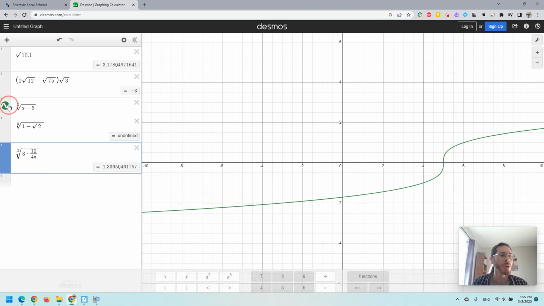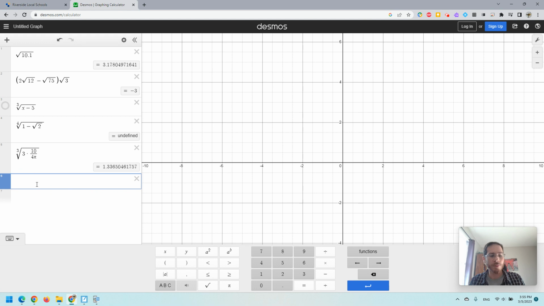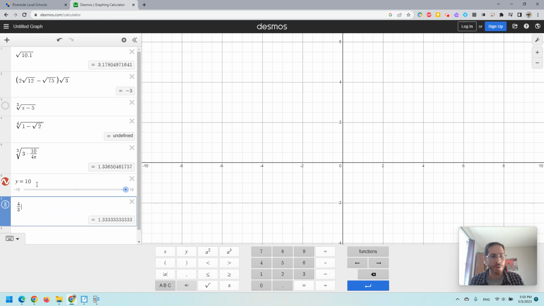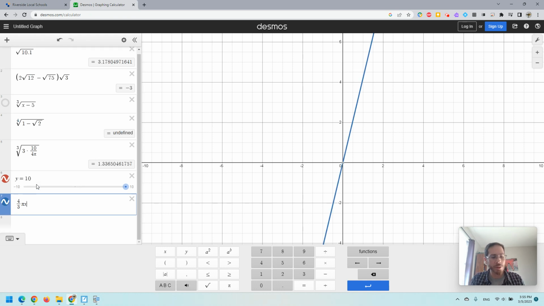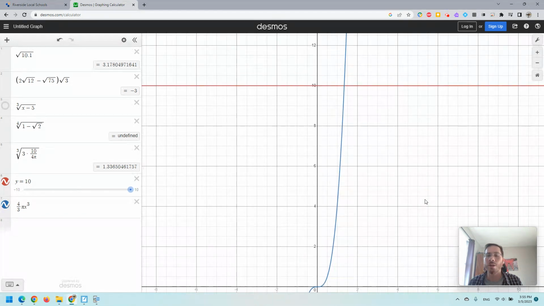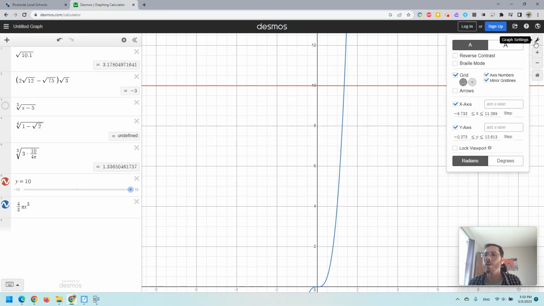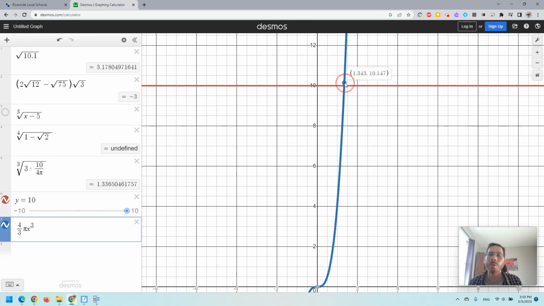For this one, if we actually wanted to, we can graph y equals 10 for the original, and then we could graph the other side, 4 thirds pi x to the third power. What we would want to do is find out where these two things cross. Let me turn on the nice graph. And we can see right there they cross at 1.337, which is this decimal rounded up. So we can actually solve this one graphically.